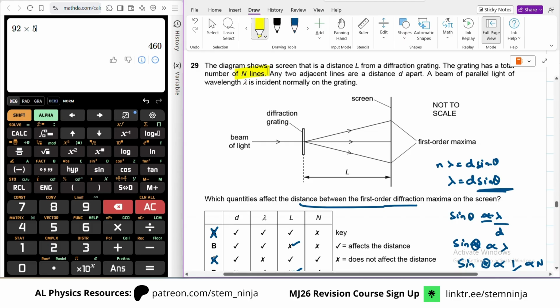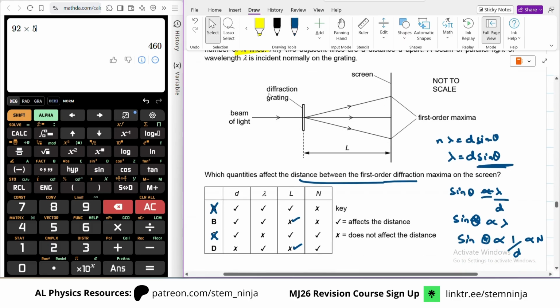Sorry. No. The number of lines will not affect. Sorry, I assumed that N was per some distance. So N would not change anything. So wherever N is not affecting, this is correct, this is correct. The total number of lines is not affecting, it's the distance between them that is changing.